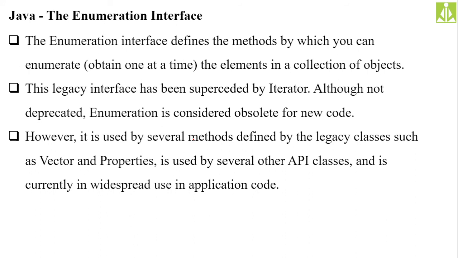So this Enumeration interface is not deprecated, rather obsolete. Obsolete means it is existing but nobody is using it. However, it is used by several methods defined by the legacy classes, such as Vector and Properties. Properties is used by several other API classes as well, and is currently in widespread use in application code. So even though it is not deprecated but obsolete, some people are still using it because other classes implement that method or interface, so it is still in use. That's the reason the Java people have not deprecated it.